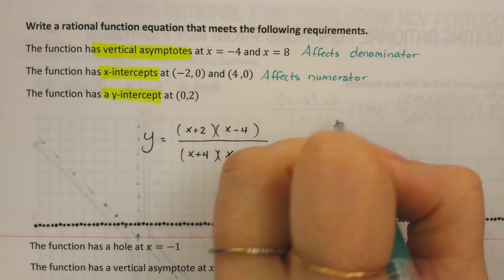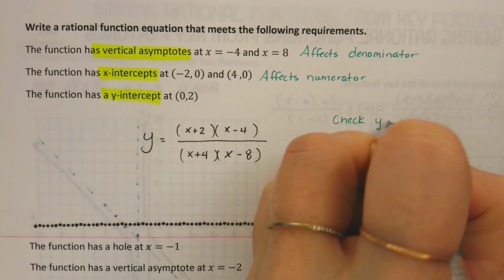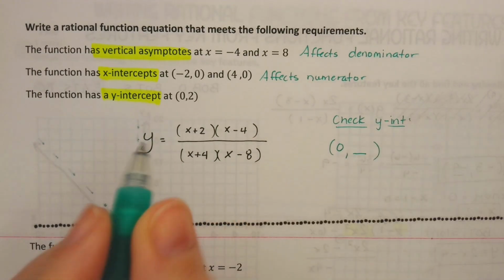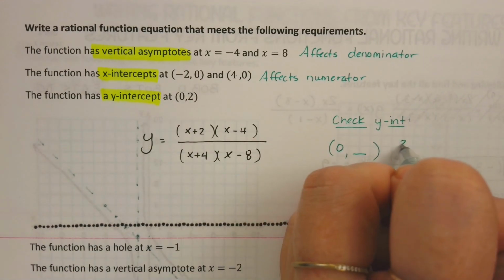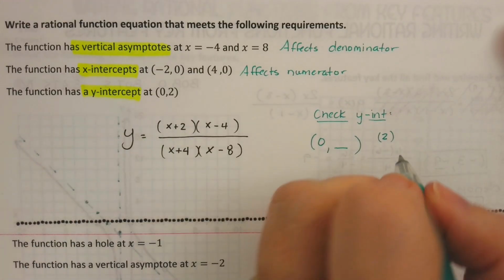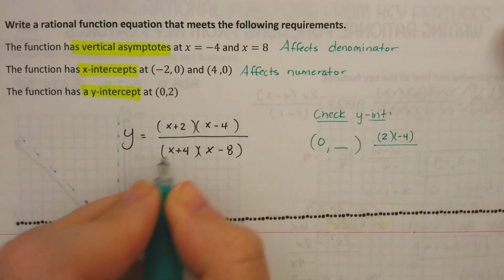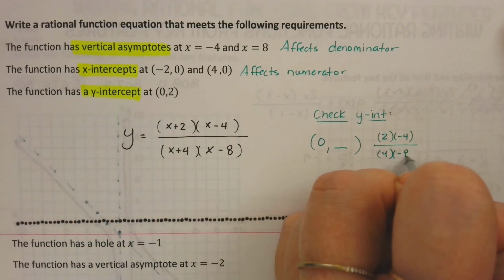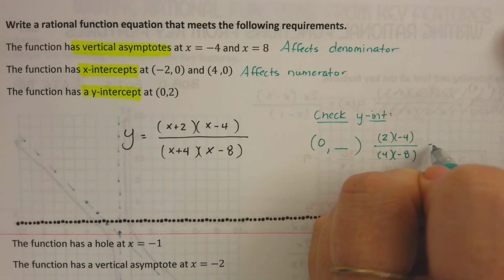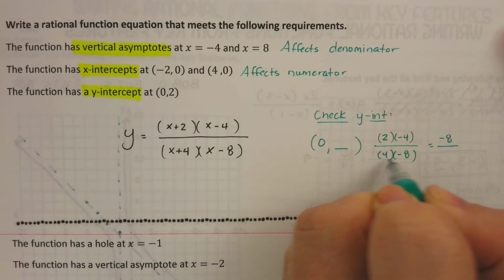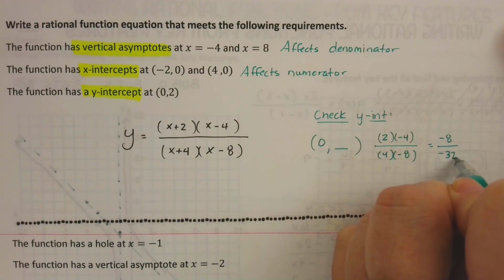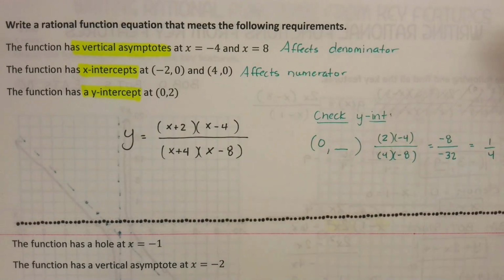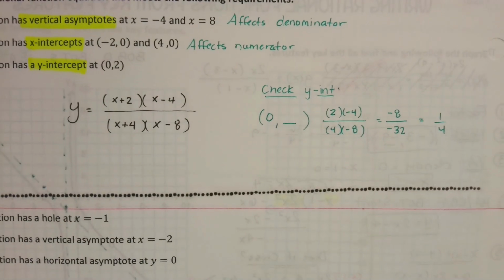What does it need to be? It needs to be 2. Alright, let's check that y-intercept, see what we get. If I plug in 0, on the top I'll have 0 plus 2, which is a 2. 0 minus 4, which is a negative 4. And then 0 plus 4, which is a 4. 0 minus 8, which is a negative 8. That would become negative 8 over negative 32. Right. Which would turn into 1/4. So is it the right y-intercept right now? No. Okay. But we can kind of play around with this.